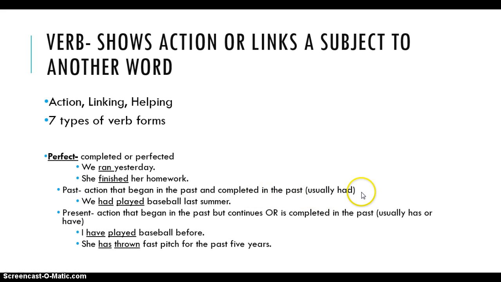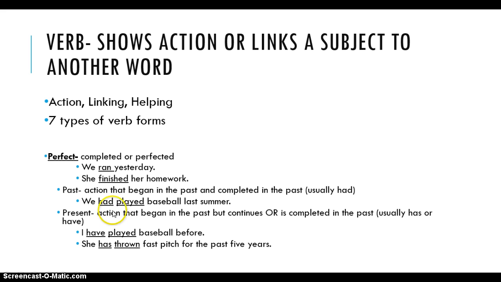Your clue word for those is had. So we had played baseball last summer. Well, it's no longer this summer. We can infer that because we had played baseball last summer. And again, here's that clue word, that had.